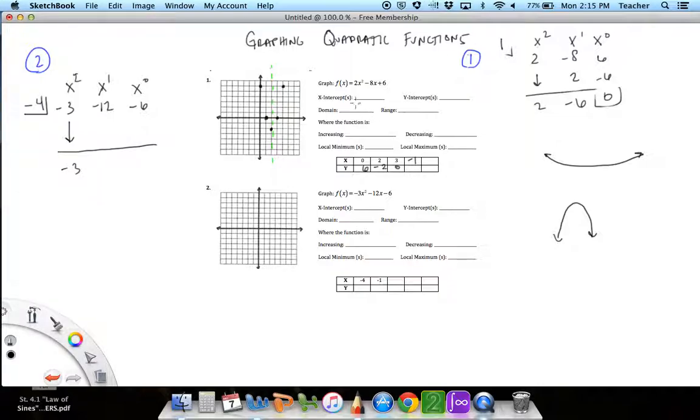So the next thing we need to look at is the x-intercepts. That's where it crosses the x-axis. Well, in this case, that occurs at 1, 0 and at 3, 0.